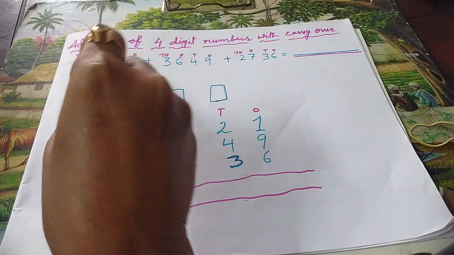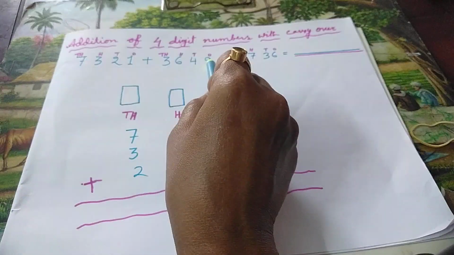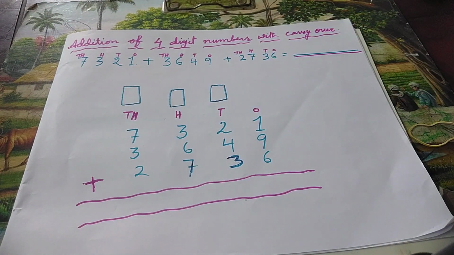Okay. This is a 4-digit number. This is a 4-digit number. This is also a 4-digit number. Children, I am not explaining why these numbers are called 4-digit numbers. You go to my channel and check the videos. All are explained there.